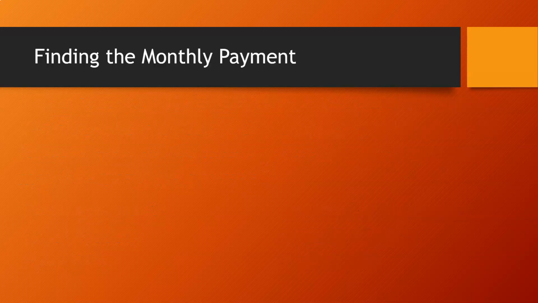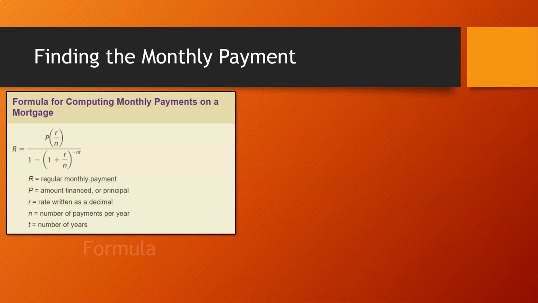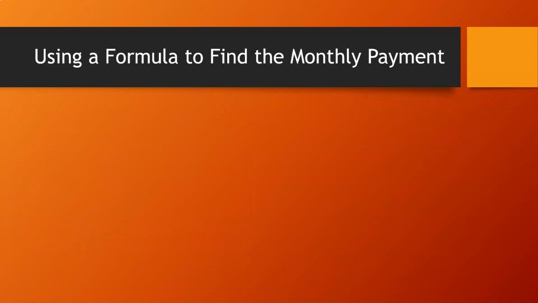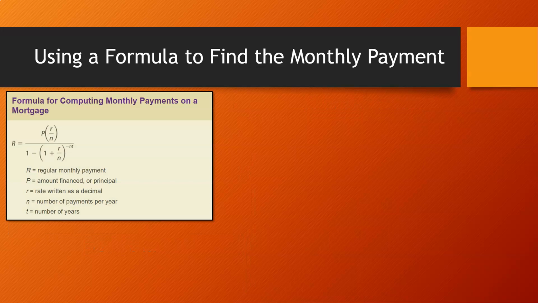Now, in order to find the monthly payment, we've got some choices. We can use a formula to find the monthly payment, or we can use an amortization table. We'll look at both methods and see how they compare. So first, the formula. We'll need to know the principal, that's the amount that was borrowed, the interest rate expressed as a decimal, the number of payments per year, these are monthly payments, so that's 12, and the number of years for the loan, which is 30.